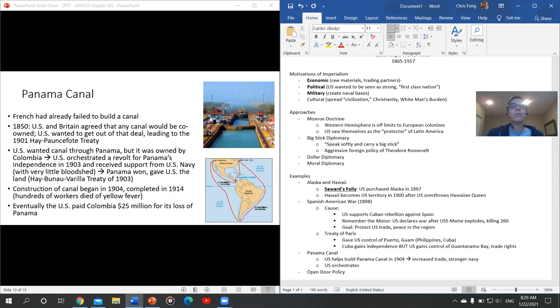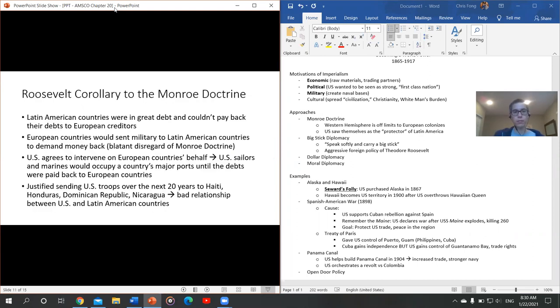Orchestrates a revolt versus Colombia in order to be able to build this canal. The Panama Canal was officially controlled by the U.S. for 100 years. It was actually just a few years ago, 2014, I guess, when control rights finally shifted back to the Panamanian people. So the U.S. controlled the Panama Canal for 100 years. And that means at the end that they controlled the economic profits and the military benefits of the Panama Canal.